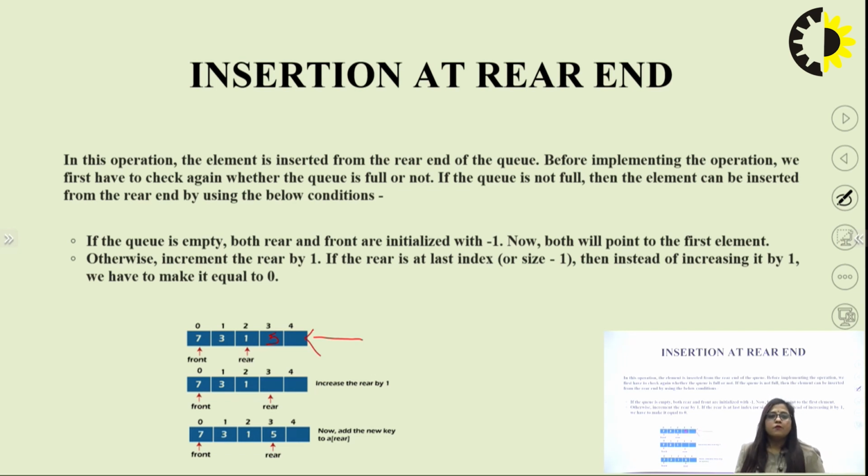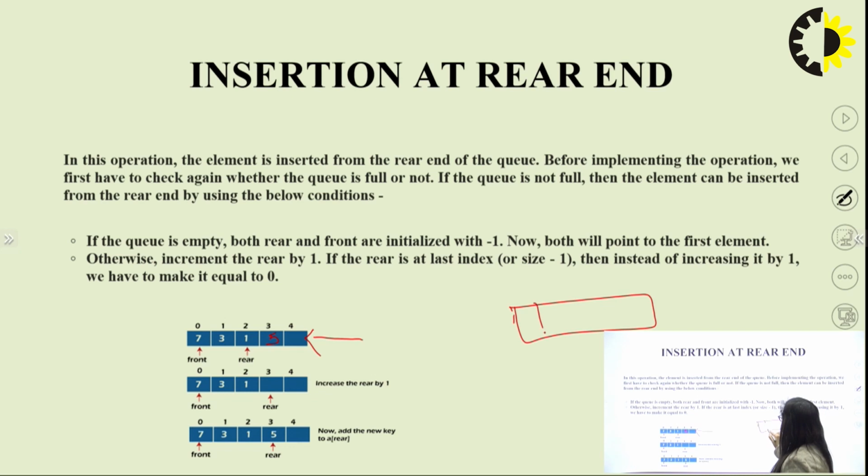Before implementing the operation, we first have to check whether the queue is full or not. How to check this? I will tell you the condition in a further slide. So before you insert your number, you check whether it is empty or not. So how do we check it?